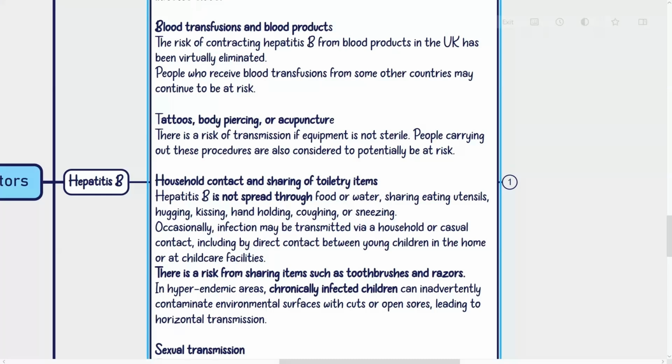Tattoos, body piercing, or acupuncture. There is a risk of transmission if equipment is not sterile. People carrying out these procedures are also considered to potentially be at risk.